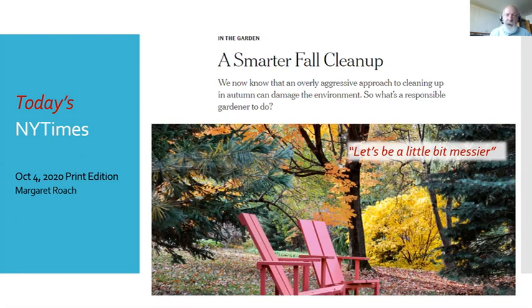Now, this is great for those of us who don't necessarily like to work outside in pouring rain in the fall. So it's important. So you can claim to your spouse, to your partner, about why you're not out there raking leaves. Well, I'm doing the right thing for the landscape. Now, a key point. I encourage you, by the way, it's a great article, and you can pick it up online. Just do a search for A Smarter Fall Cleanup on New York Times.